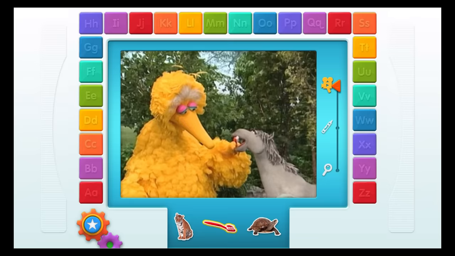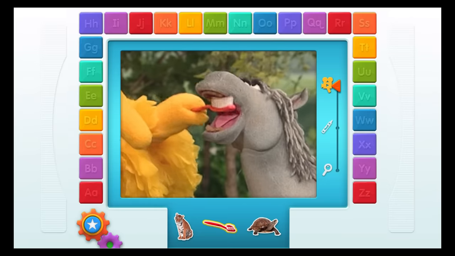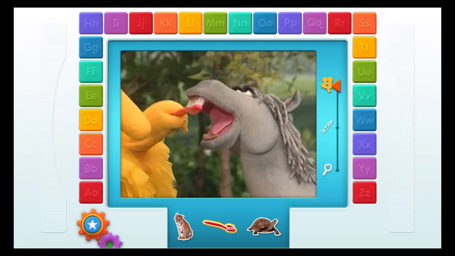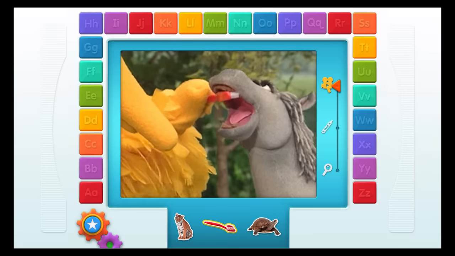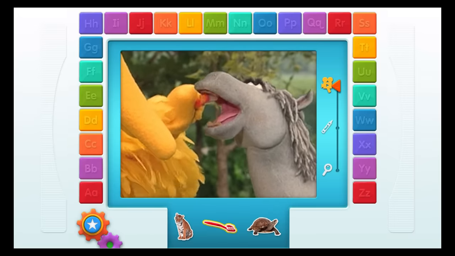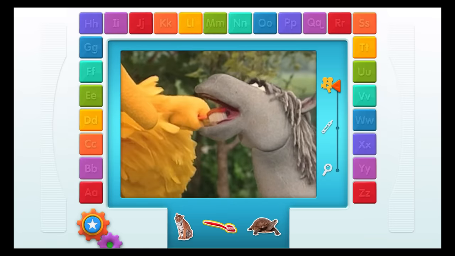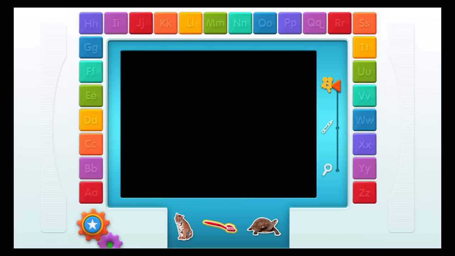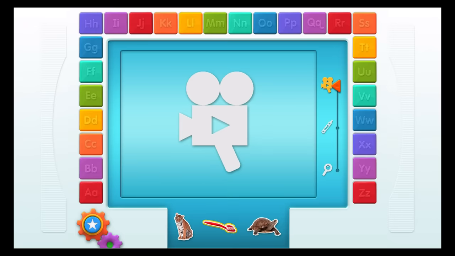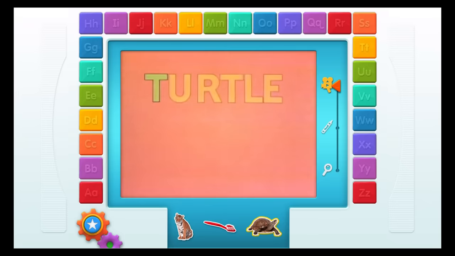Here we go. Okay. Inside and outside the teeth. Hey, that feels funny. In the bottom. T. Toothbrush. Touch another thing that starts with your letter. T. Turtle.